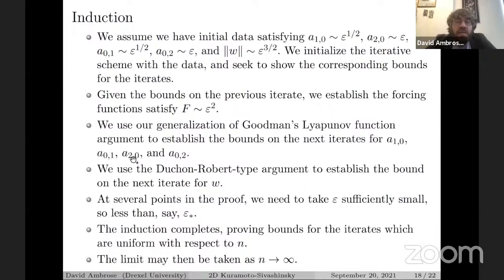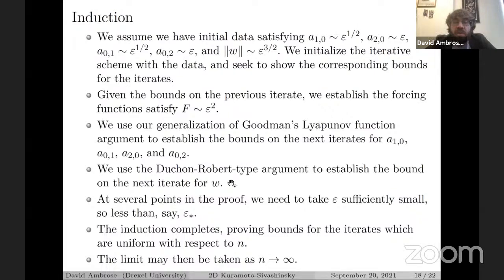Then you can look at the Duhamel formula for A20 and A02 to get additional gain from the decay, because A20 and A02 are decaying modes. So once you have a bound for A10, A01, A20, and A02, you can go back to the Duhamel formula for A20 and A02, get better decay. And then you see that A20 and A02 go like epsilon. They're actually smaller than the first modes.